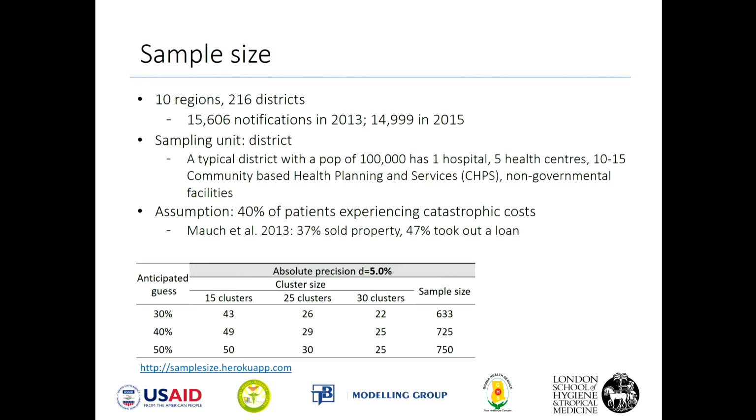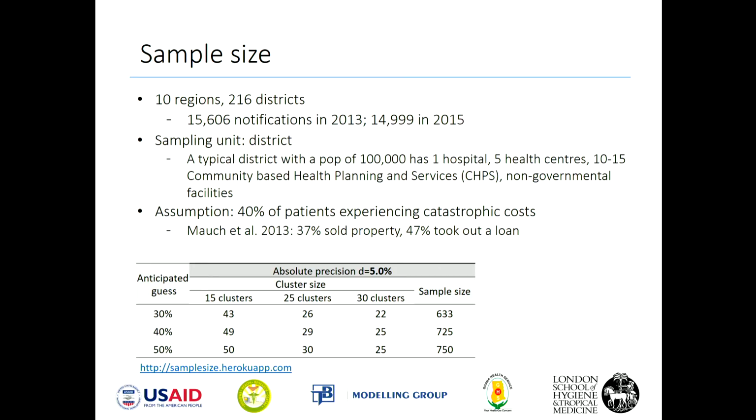Typically a district in Ghana with a population of 100,000 inhabitants has one district hospital where the diagnosis is made, and 5 health centers, and between 10 and 15 of these CHIPs, which are community-based health planning and services, in addition to NGO facilities. And patients get treatment at all these levels of facilities.